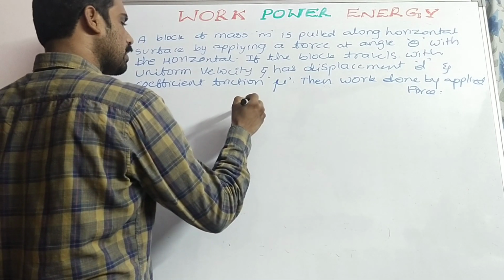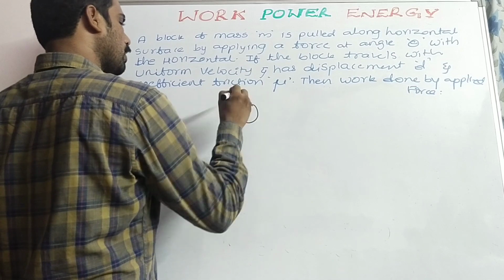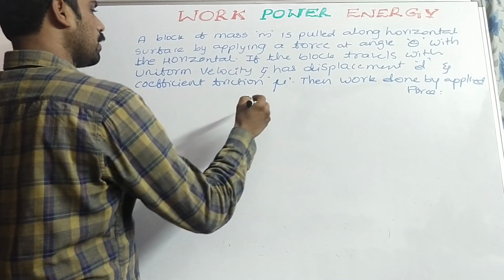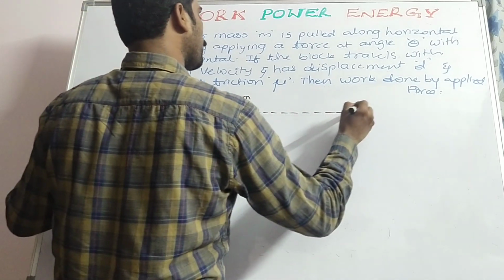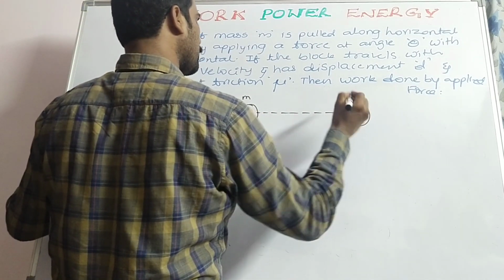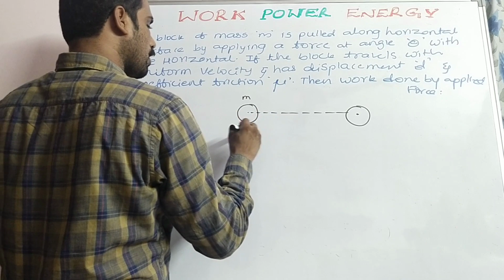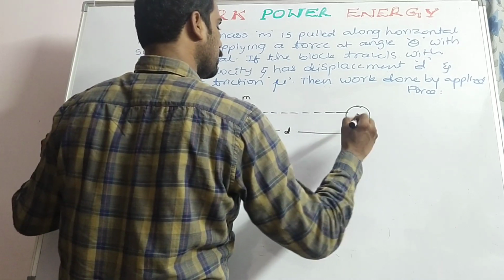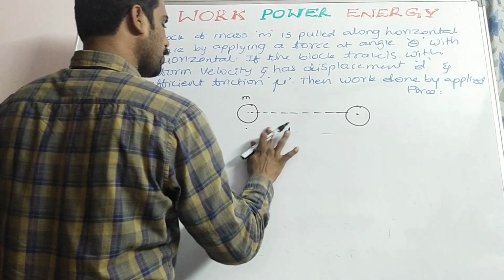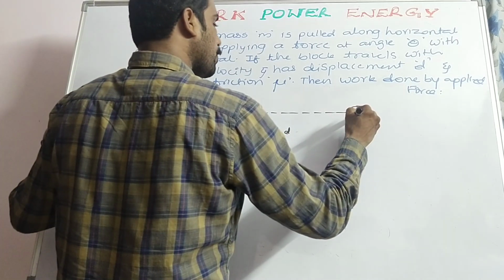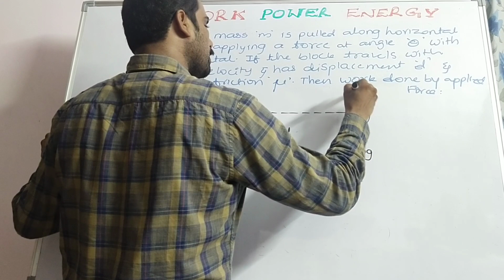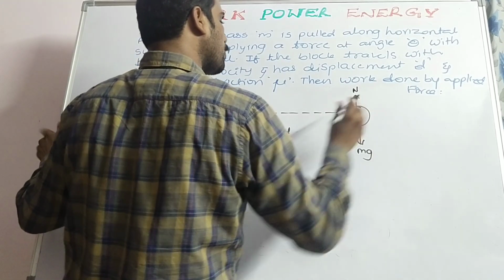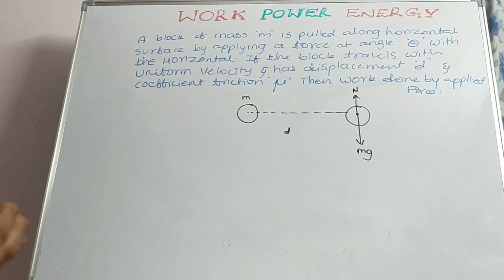Of course, let us consider here is the body of mass m. Certain forces are acting on that body, and that is the traveled distance d. Now the weight of the body acts vertically downward, as well as the normal reaction acting upward, and the force is acting inclined to the horizontal.